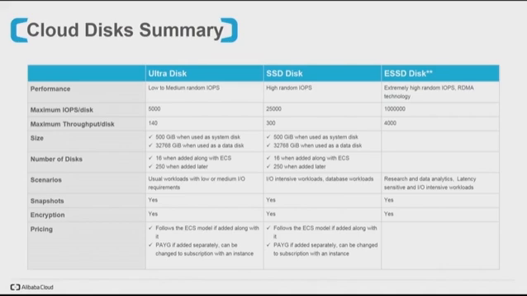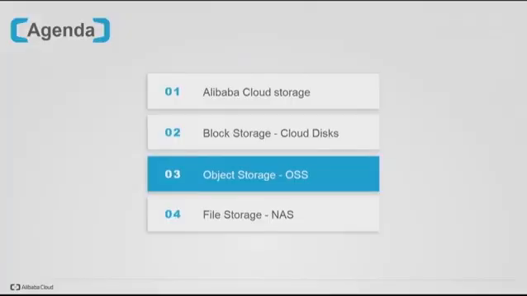So, and again, if you see this slide, I have not mentioned too many details on the extreme SSD disk type, and the reason being, again, this is still not publicly available. But as I said, it is capable of providing very high random IOPS and very high throughput per disk.